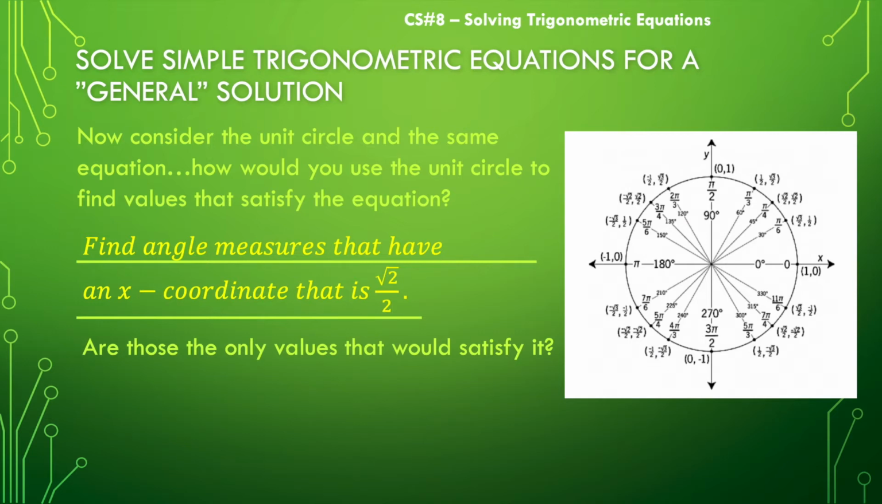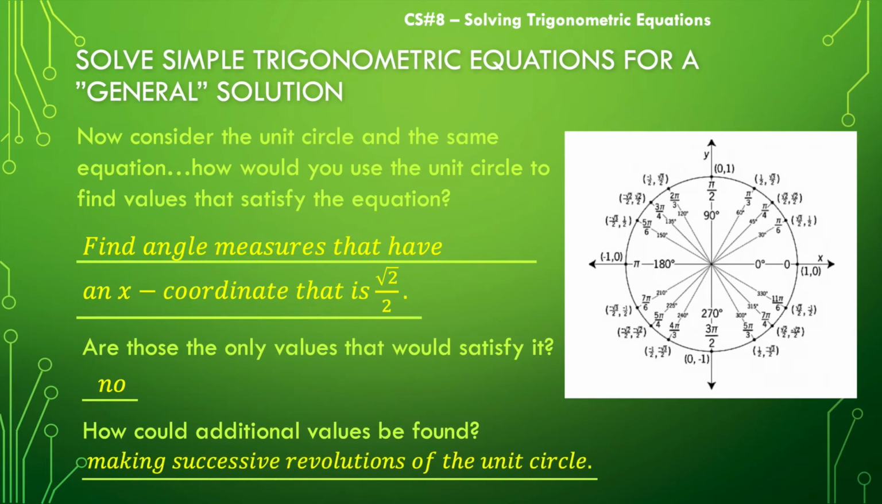But are those the only values that would satisfy it? And of course the answer is no, because I could keep going around the unit circle, right? If I know I've got a solution here at pi over 4, well, what happens if I come around and add 2 pi to that? I'm still going to have an x coordinate of square root of 2 over 2. So I can add successive revolutions of the unit circle to find every possible solution to that equation.